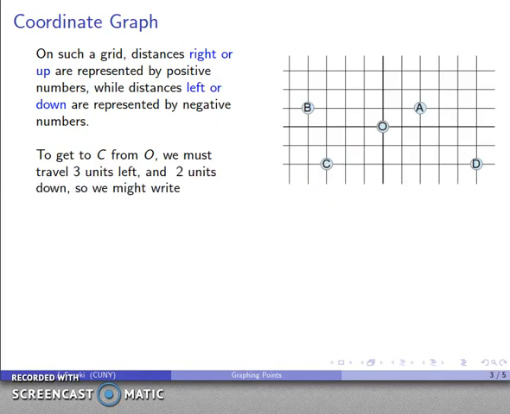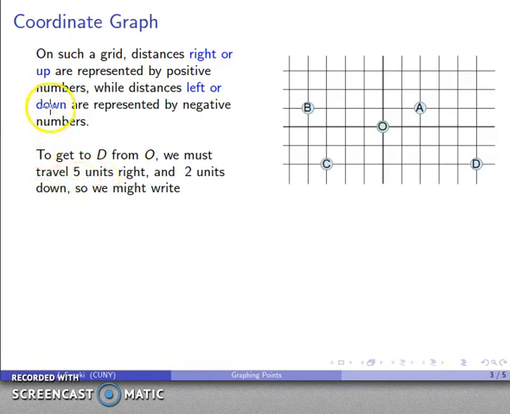To get to C, I have to go back 1, 2, 3, and then down 1, 2. I have to go left 3, down 2. And because I'm going left and down, both of these will be written using negative numbers, so my coordinates are negative 3, negative 2.